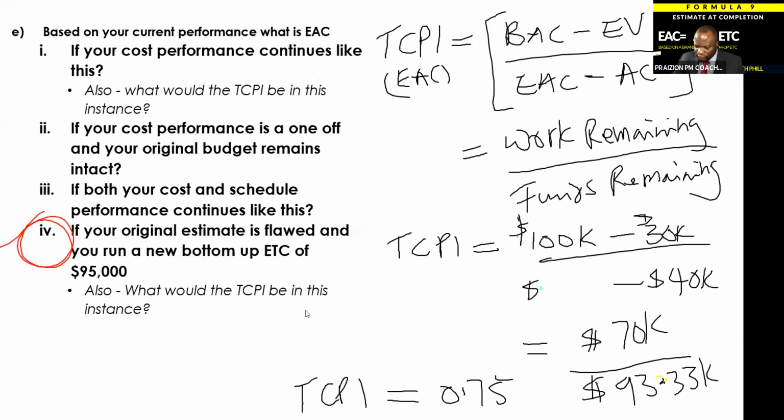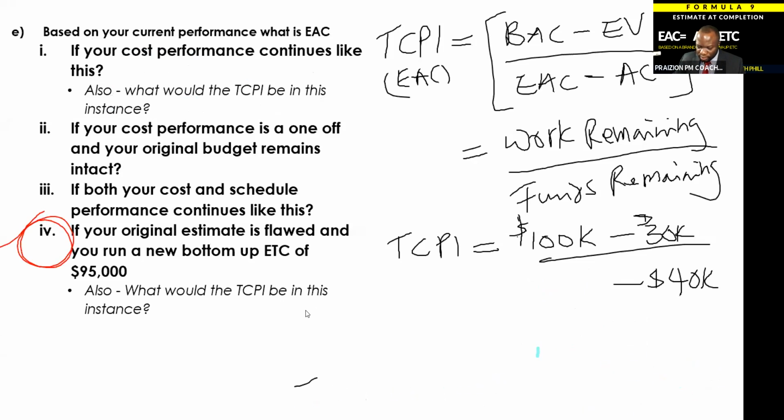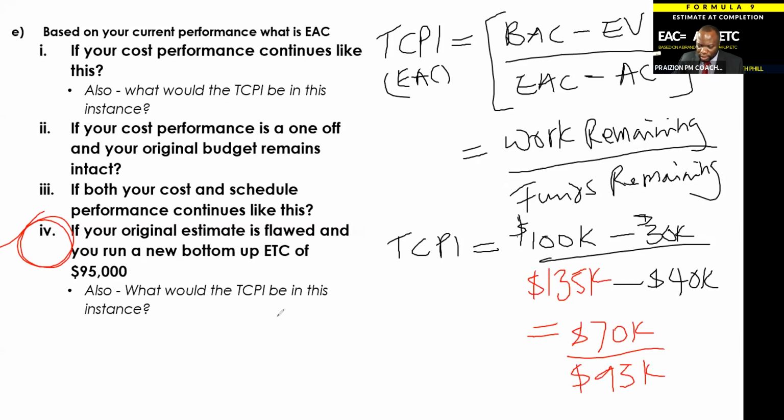So we're going to modify this to solve this final TCPI problem. So we're going to have 135. Okay. And that's going to be 70K divided by 95K. The dollars will cancel and we'll end up with what? What did you guys get for that final one? 0.7368.